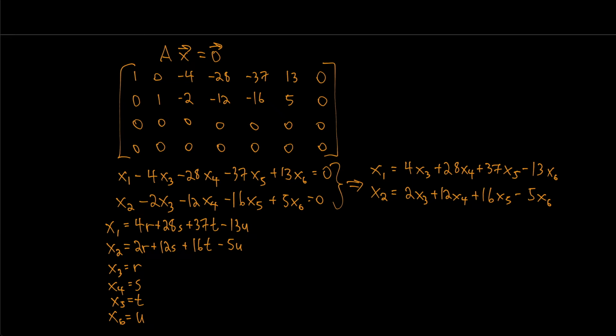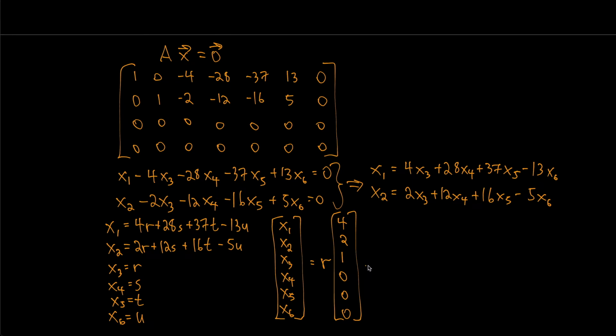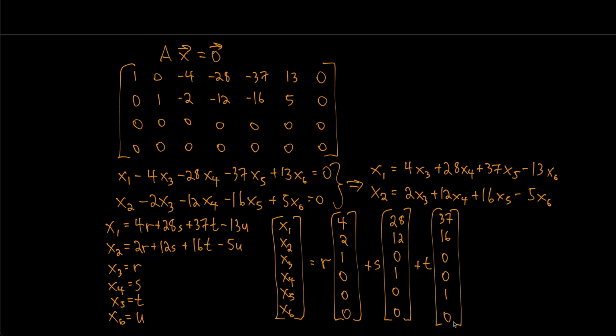So that means that I have, in vector notation, x1, x2, x3, x4, x5, x6, it's my vector x, is equal to r times (4, 2, 1, 0, 0, 0), plus s times (28, 12, 0, 1, 0, 0), plus t times (37, 16, 0, 0, 1, 0), plus u times (-13, -5, 0, 0, 0, 1).